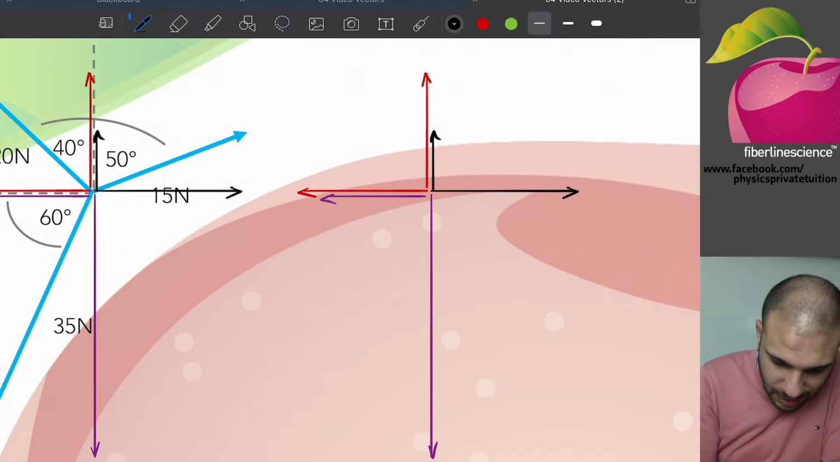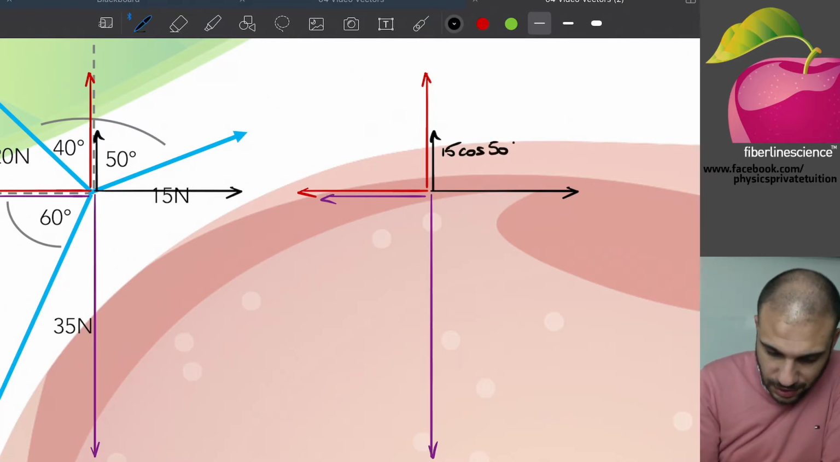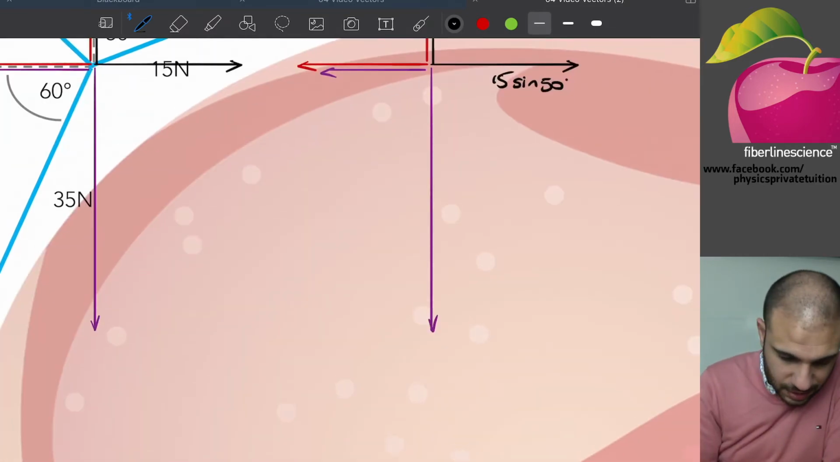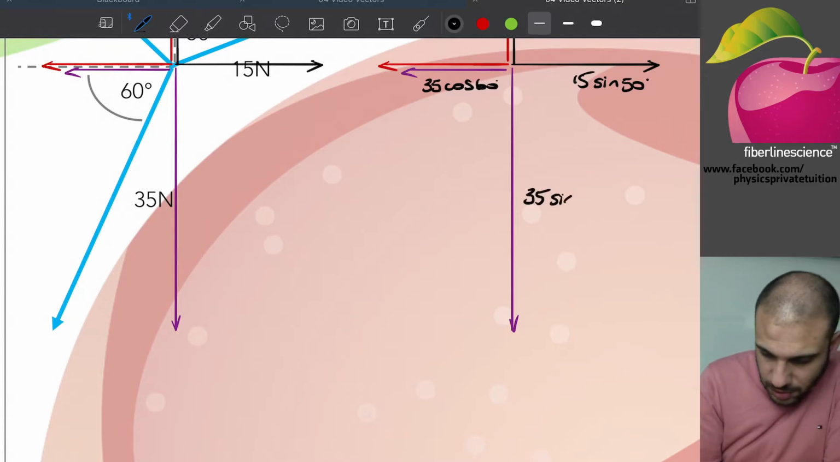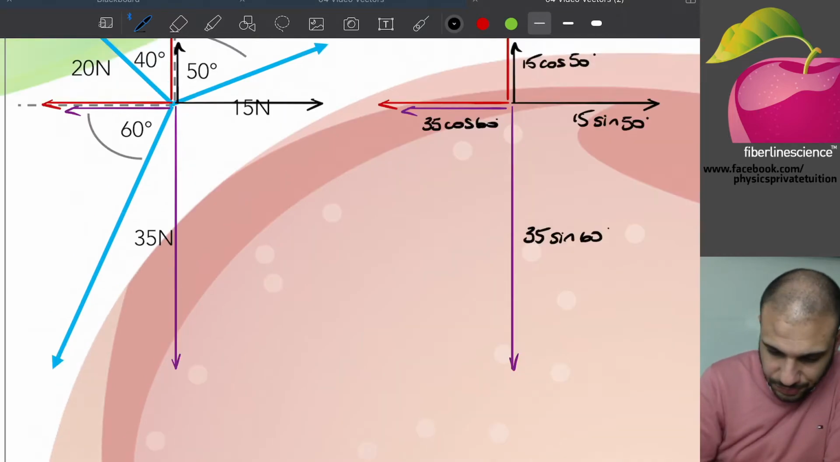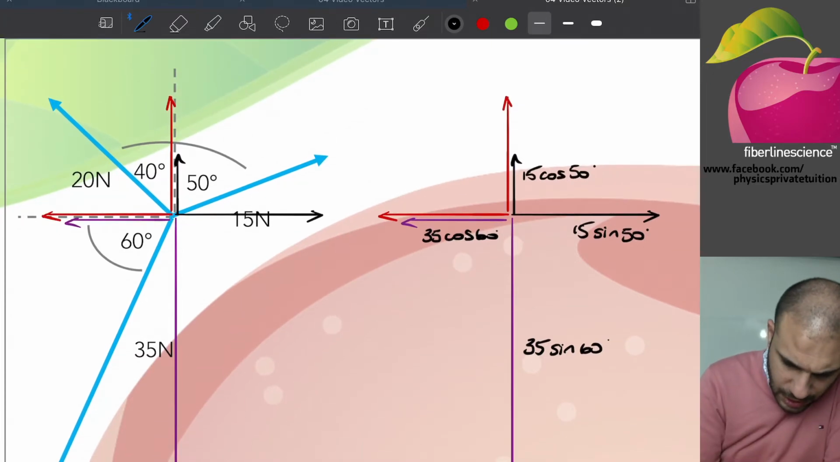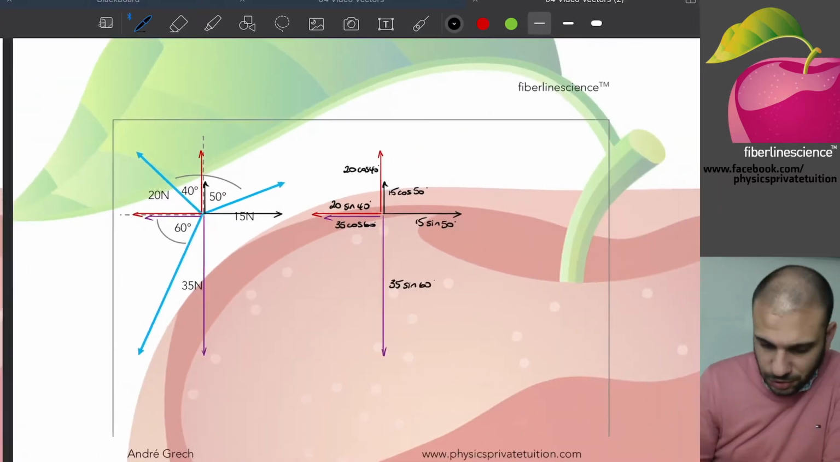So this vertical here is 15 cosine 50, the force between them. The other one automatically comes out with the same values, except for the sign. Now, 35 Newtons: this one is with 60, and this will give us the sign. Then for the 20 Newtons, the vertical is with the angle, so 20 cos 40 is the one upwards and 20 sin 40 is the one to the left.